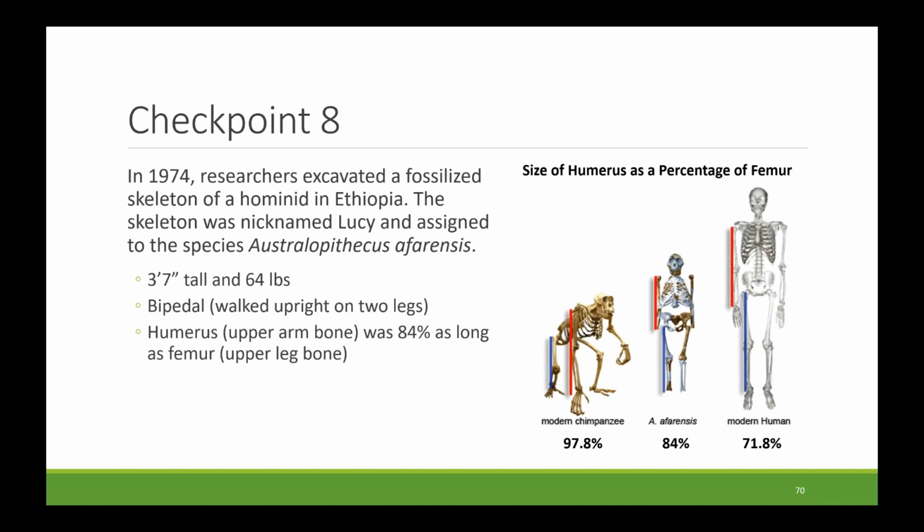Now, in chimpanzees and other apes, the upper arm is about the same length as the upper leg. The humerus is 97.8% as long as the femur. But in humans, the figure is 71.8%. Our legs are proportionally larger than our arms. So Lucy had characteristics that made her an intermediate between other apes and humans. This makes Lucy's fossil an example of a what fossil between apes and humans.